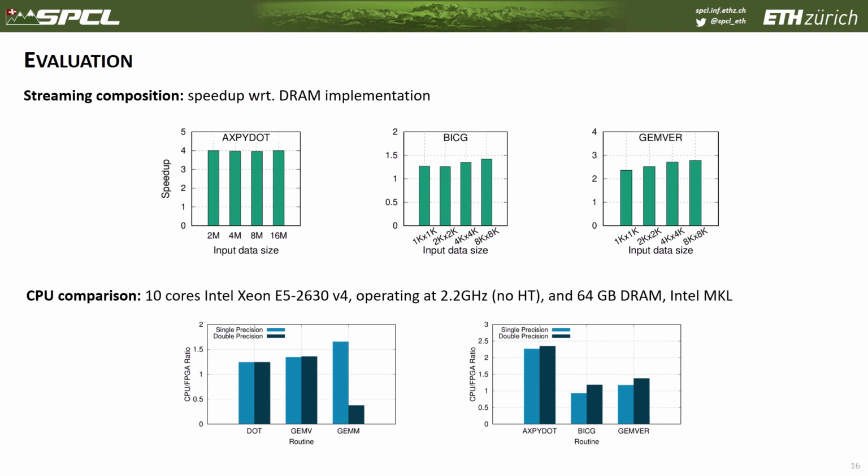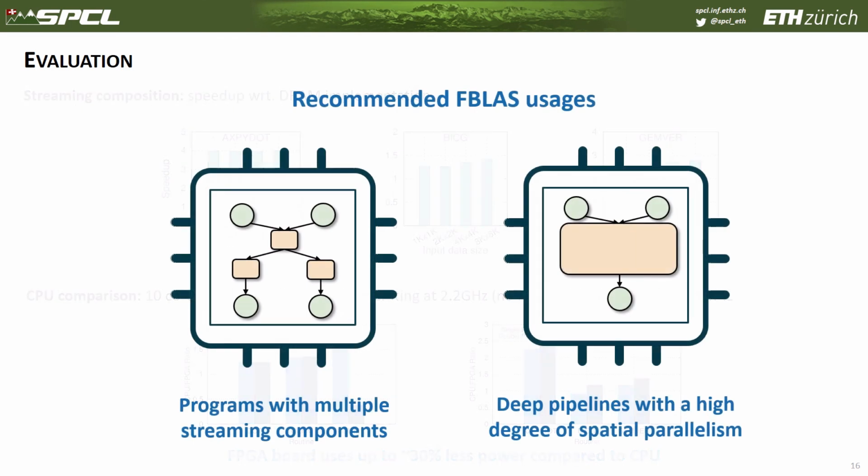Given all of this, we therefore recommend to use FBLAS in scenarios that are a good fit for the FPGA architecture, that are programs where we have multiple modules that are composed in streaming components, and therefore we can exploit streaming interfaces, and/or deeply pipelined circuits with a high degree of spatial parallelism, such as the GEMM in single precision.